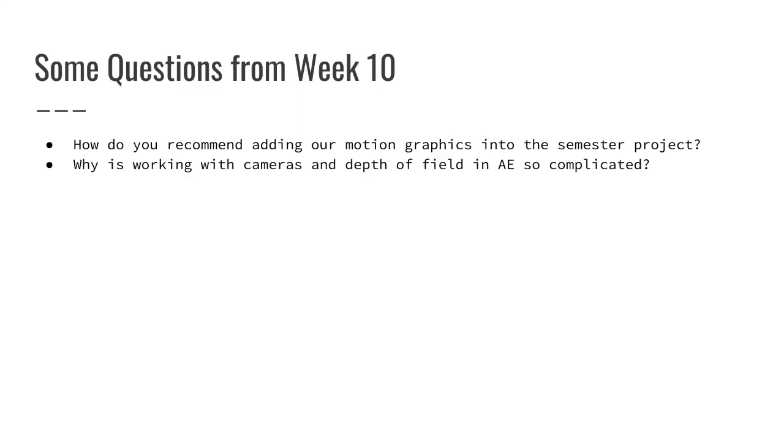It's that process of figuring out what's in focus, what's out of focus, and then making the things that are out of focus blurry. That's a computational cost to your computer, so it slows things down. So it is common practice when you're working in compositing to do depth of field last. It's later on in the 3D camera workflow to work depth of field.